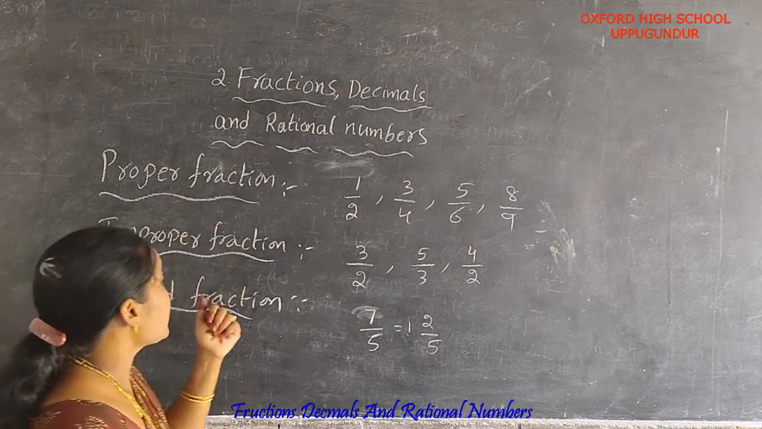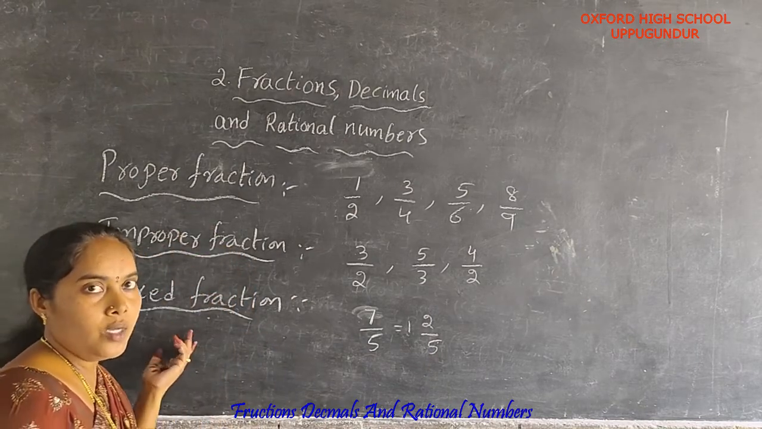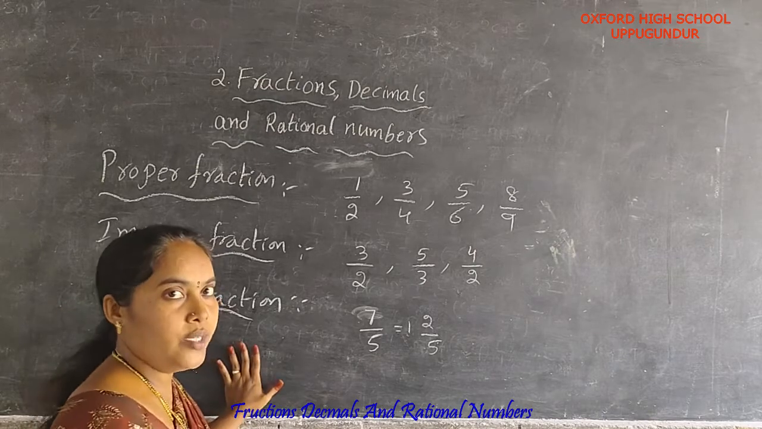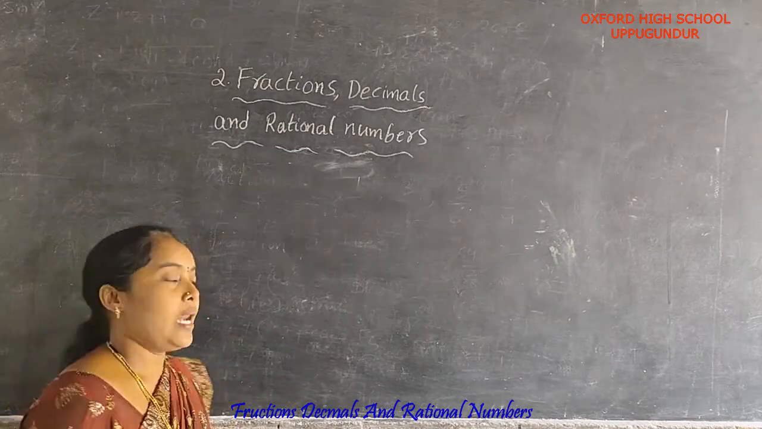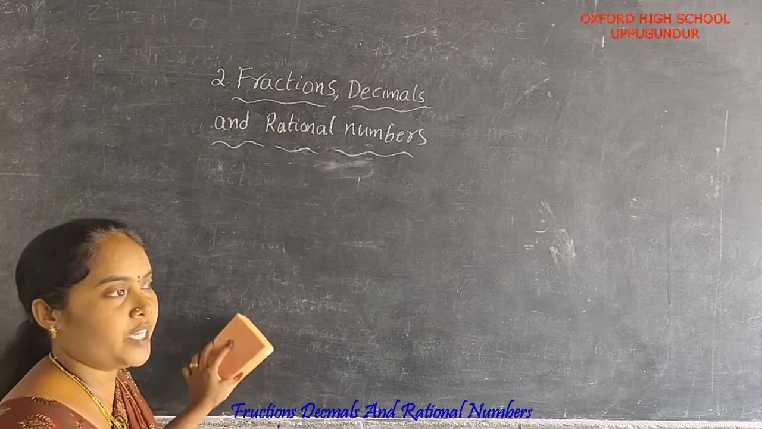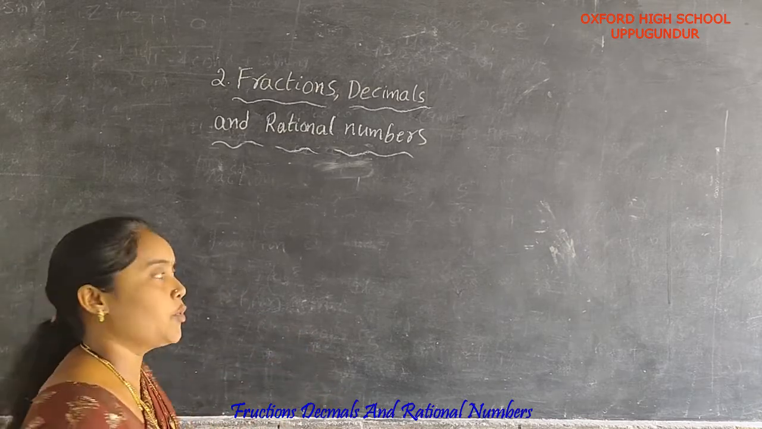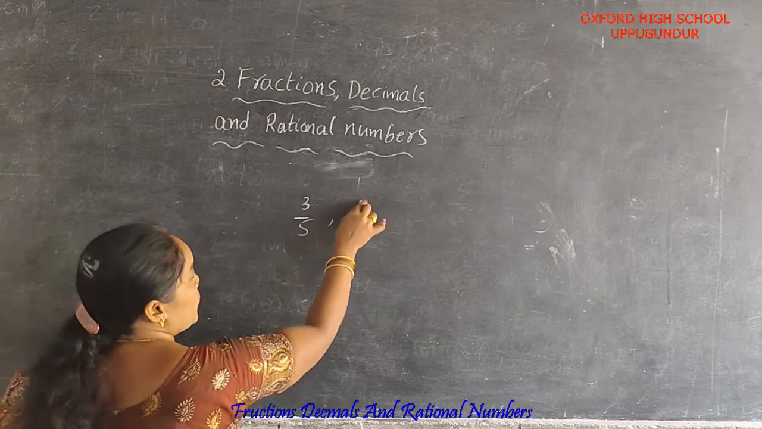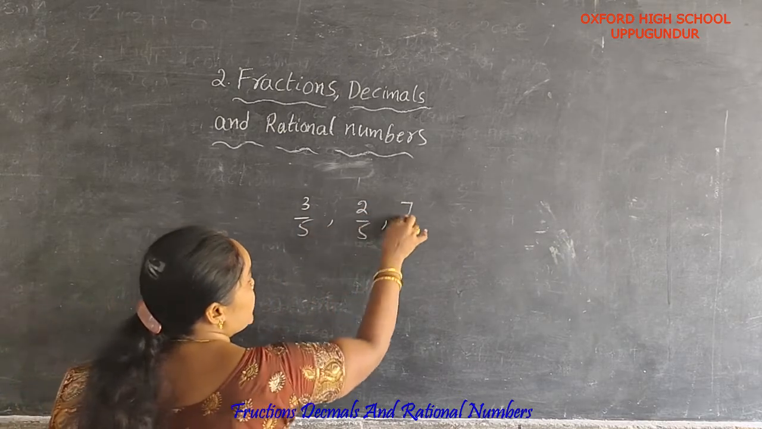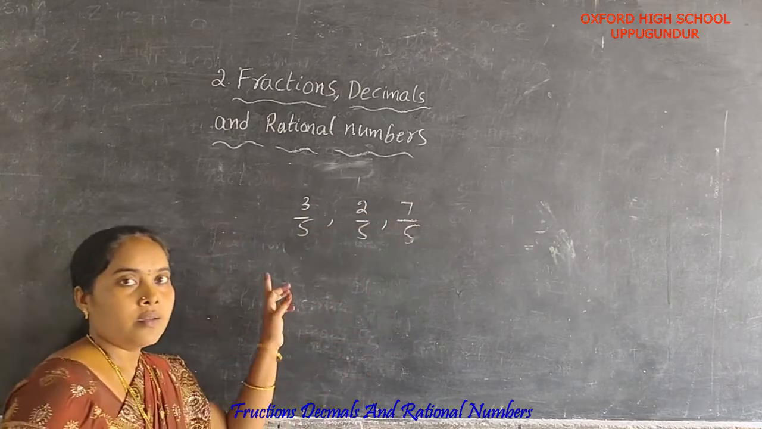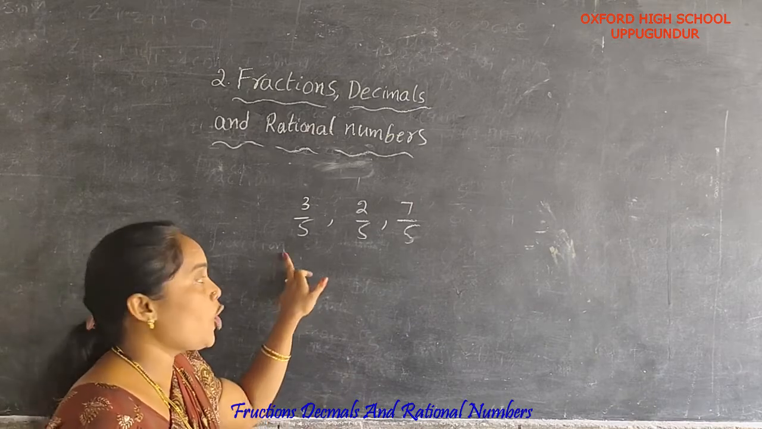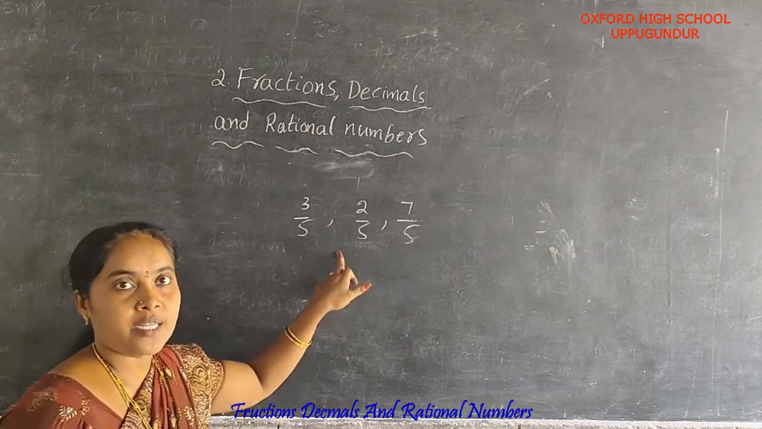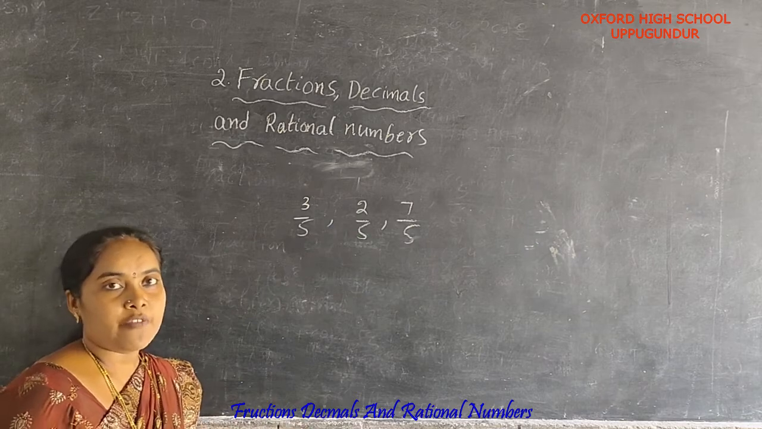Okay, proper fraction, improper fraction and mixed fractions. Understood? Next, like fractions. Like fractions means the denominators are the same. Example, 3 by 5, 2 by 5, 7 by 5. These are like fractions. Denominators are the same is called like fractions.